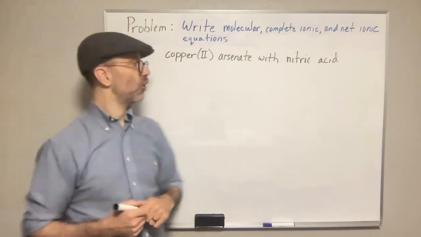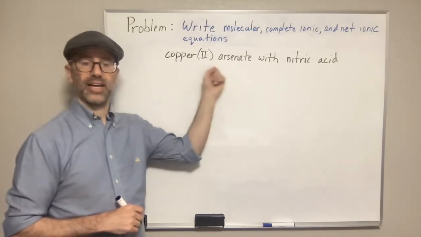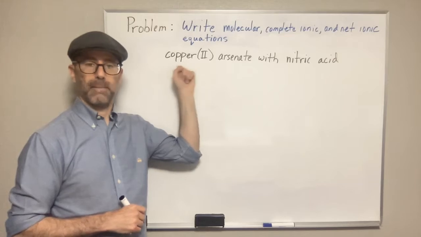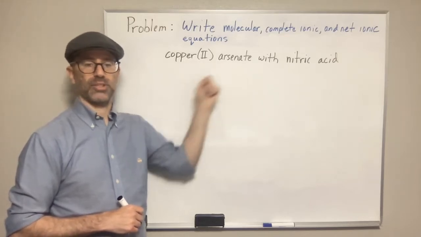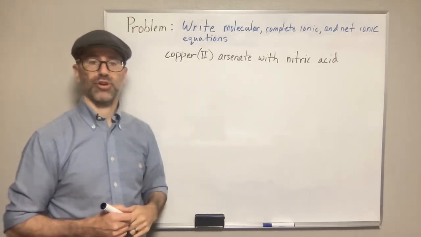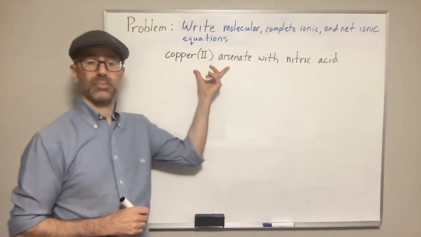So here we have copper(II) arsenate. This is an ionic compound. We know it's an ionic compound because we have a metal, and we have arsenate, which is a non-metal, and we have the Roman numeral that indicates we have a transition element here as well. So this would be an ionic substance.